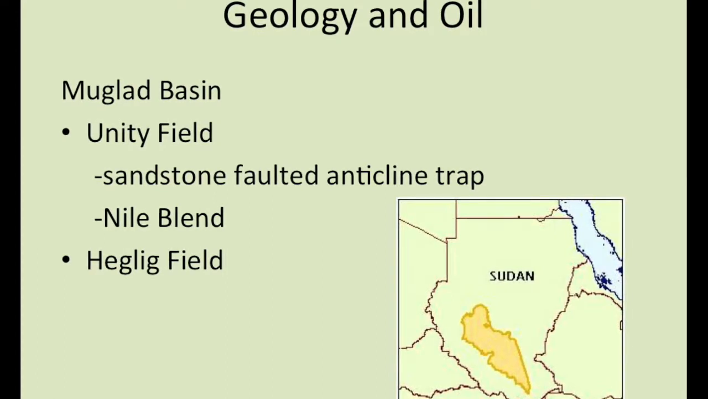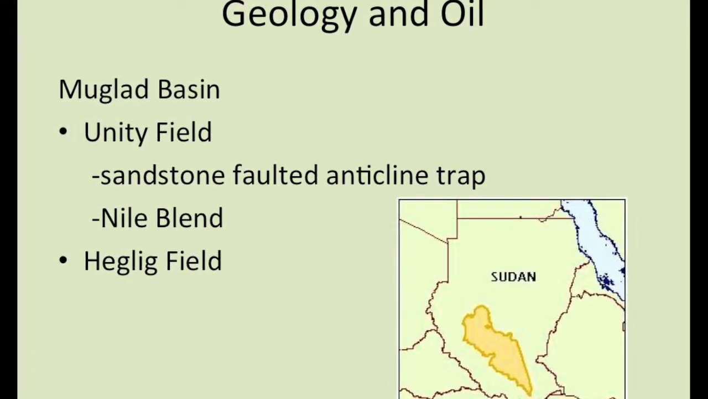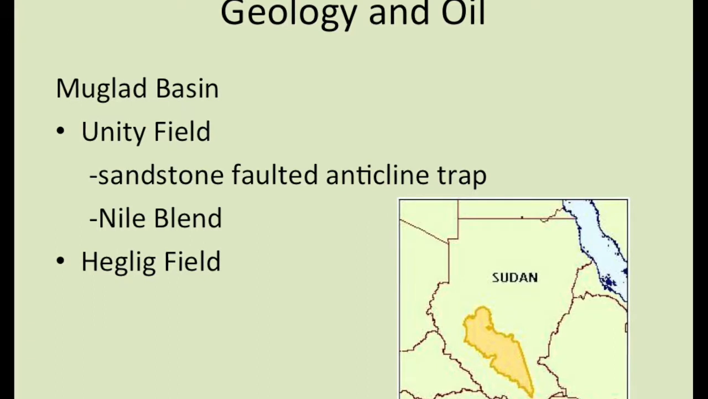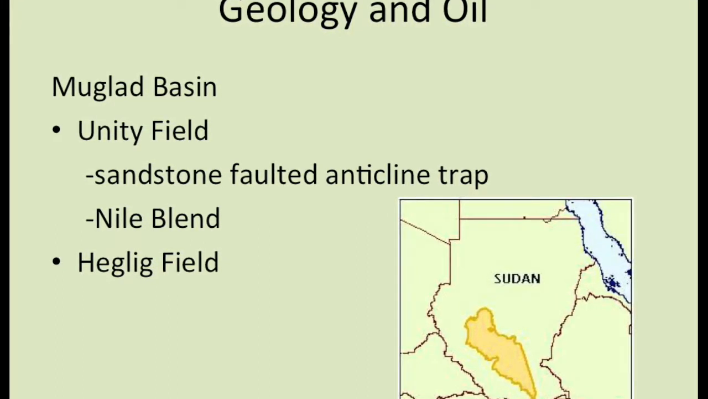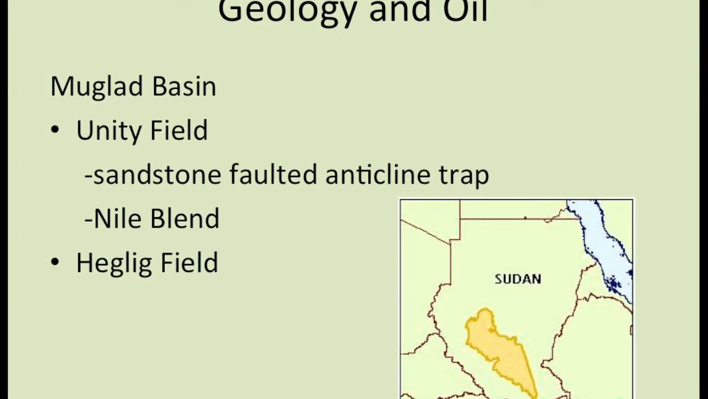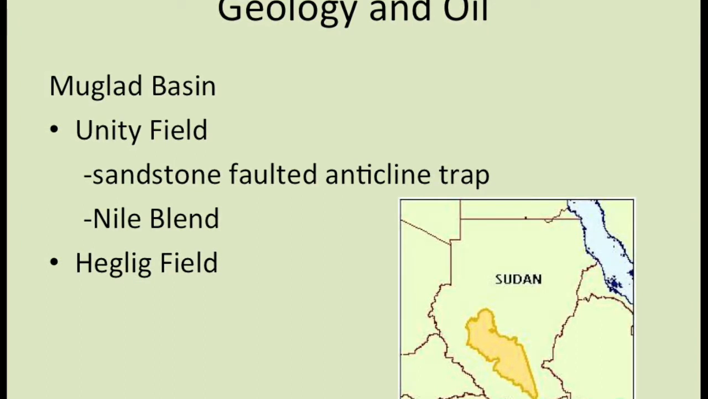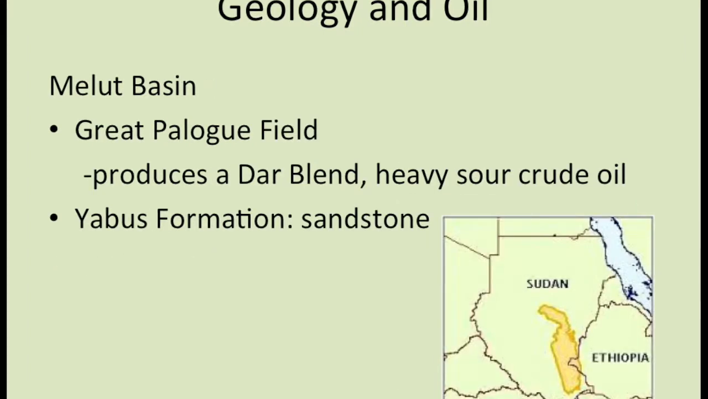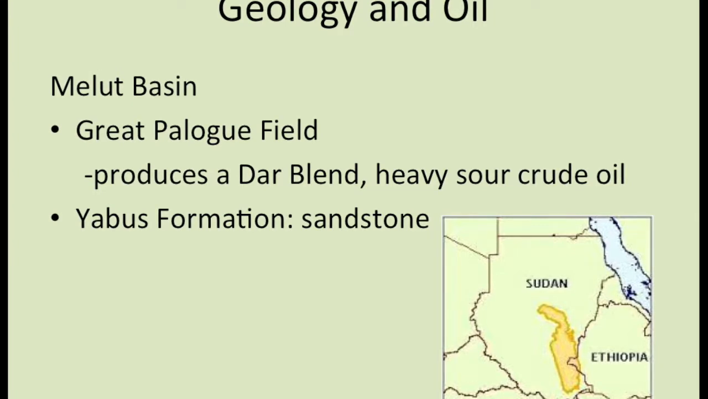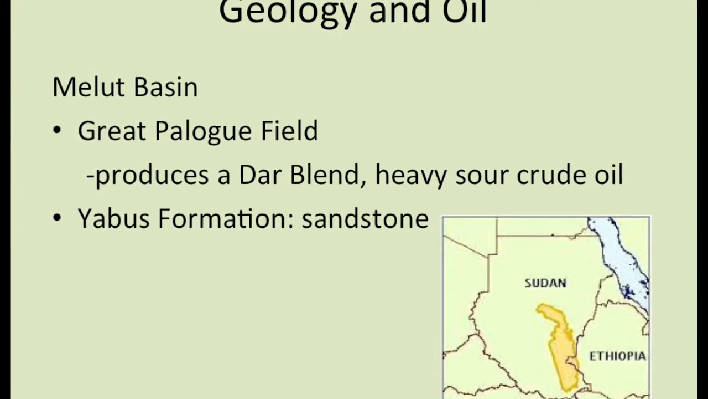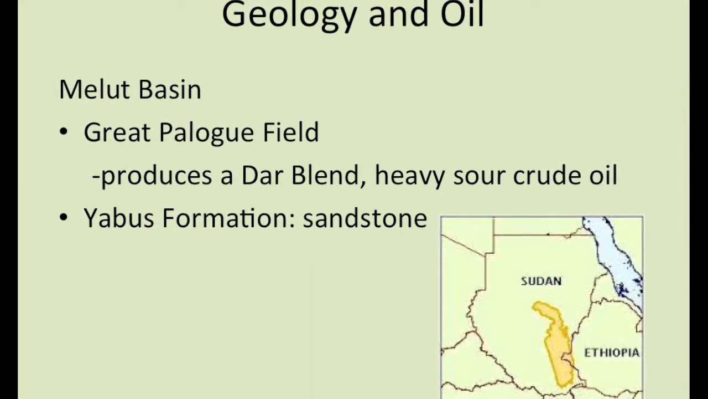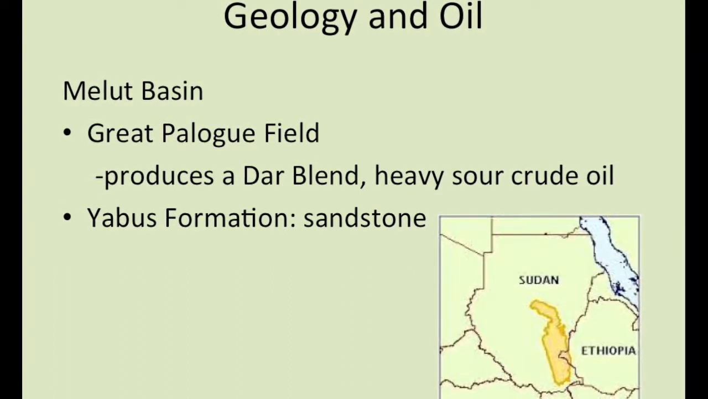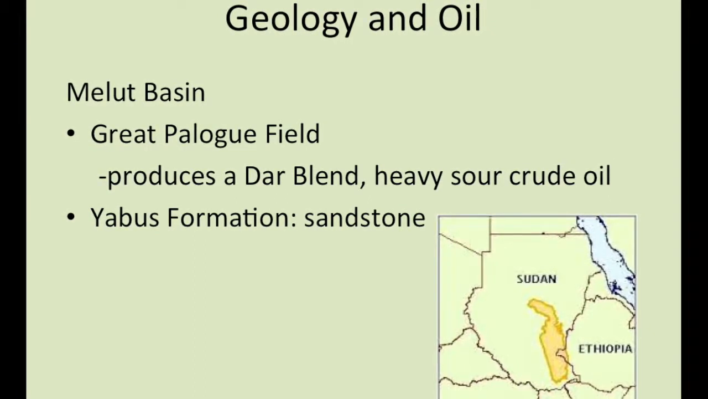Another major field in this basin is the Heglig Field, also split between the borders. It was recently captured by South Sudan. The president of Sudan has recently claimed that he will recover this field. The Malieb Basin is the second basin that contains the oil reservoirs in Sudan and South Sudan. Dominant structures in this area are anticlines and normal fault blocks.